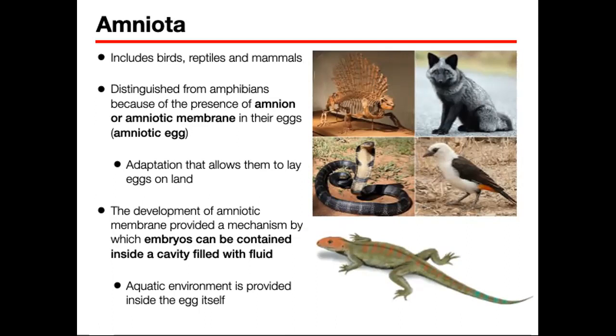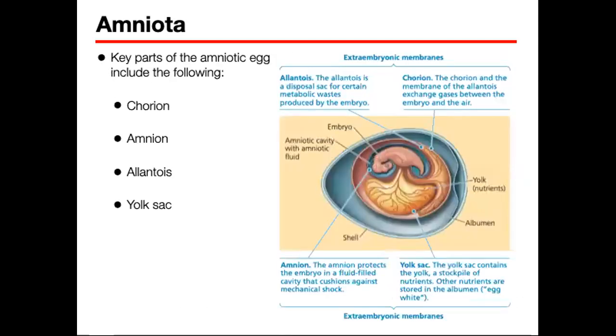And this development of the amniotic membrane provided a mechanism by which embryos can be contained inside a cavity filled with fluid, okay, to afford protection and to shy away from the possibility of changes in pressure that might directly influence yung ating developing embryo. Okay? So yung parts ng ating amniotic egg, meron siyang four main parts.